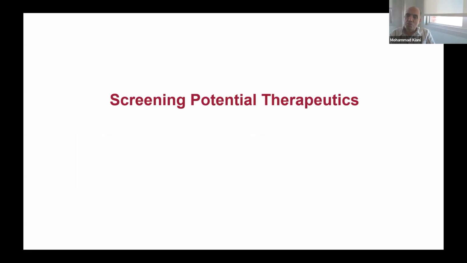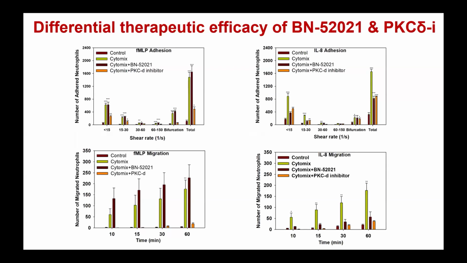So these were just some quick examples, but what we want to do is whether we can use this to screen various therapeutics. This data is unpublished. It's not published yet, but you can see in here, we wanted to compare two different drugs for treating sepsis. One is BN52021, which has been used in clinical trials and failed. The other one is the therapeutic that we've been working with, this PKC delta inhibitor.